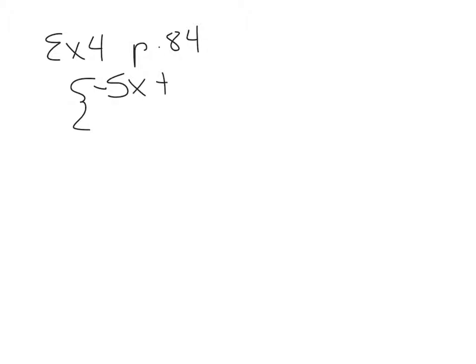All right, example 4 is on page 84. It says solve using substitution. Negative 5x plus 3y equals 55.